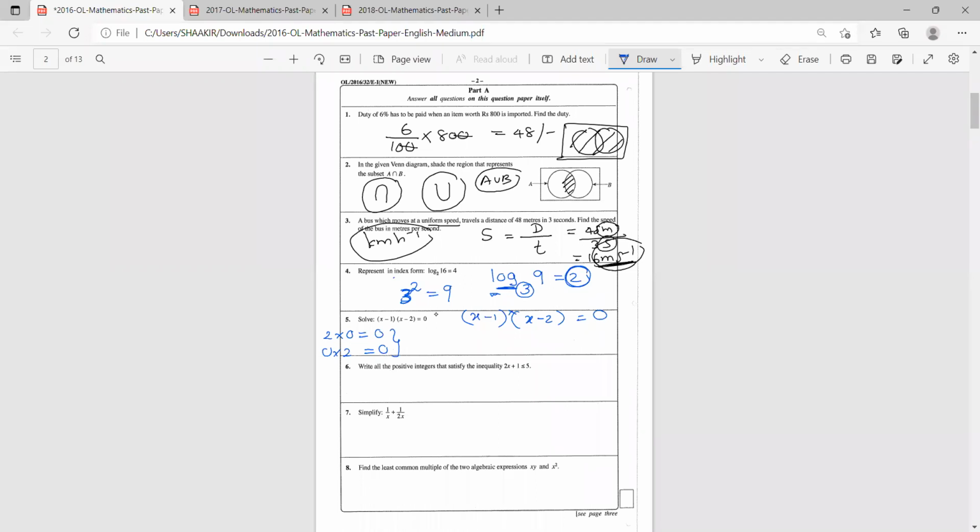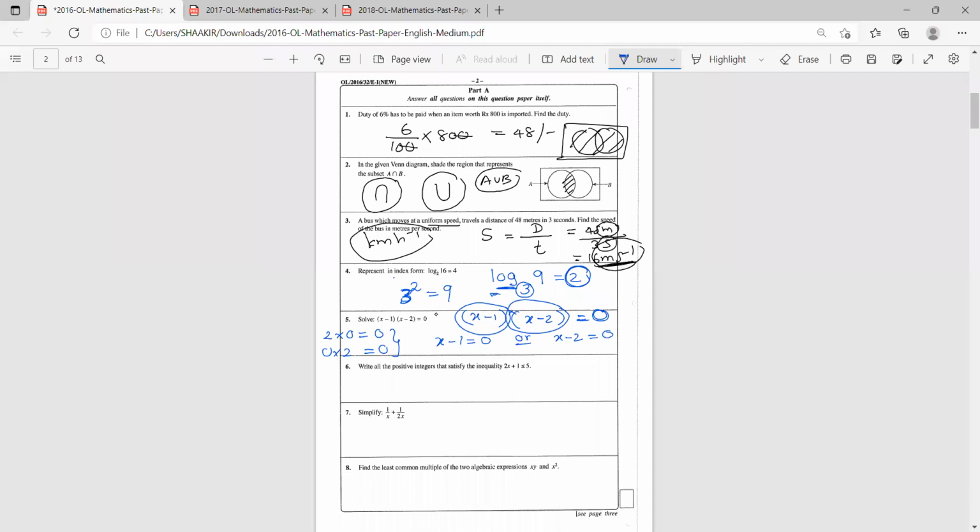Therefore, we say this group should be equal to 0, or else this group should be equal to 0. That's why here after the equal sign, we have got the 0 after multiplication. So you can say x minus 1 should be equal to 0, or else x minus 2 should be equal to 0. Now children, this is an equation.